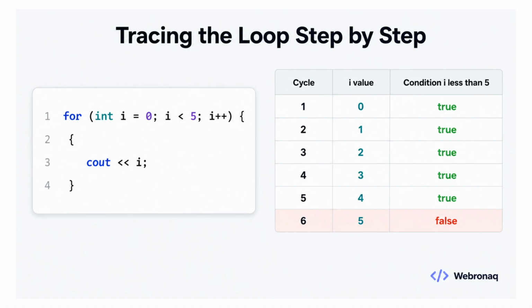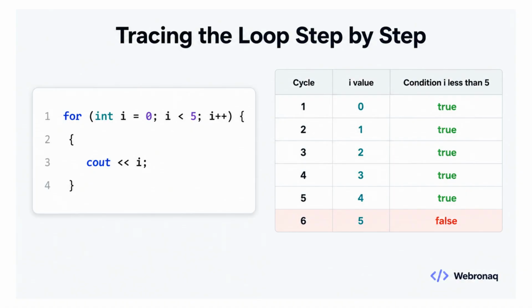Now watch the table on the right. Cycle 1. i is 0. The condition is true, so we print 0, and then i increments to 1. Cycle 2. i is 1. Condition still true. We print 1. i becomes 2. This continues until cycle 5, where i is 4. Condition true. We print 4, and i increments to 5. Now the condition checks 5 < 5. That is false, and the loop exits. The loop printed 0 through 4, which is 5 values total.